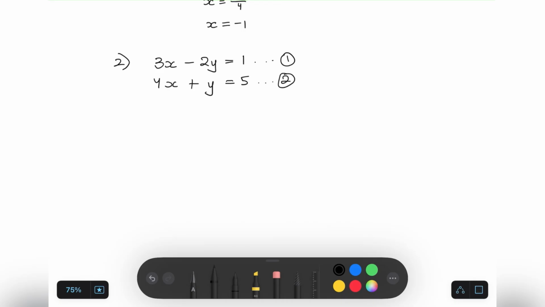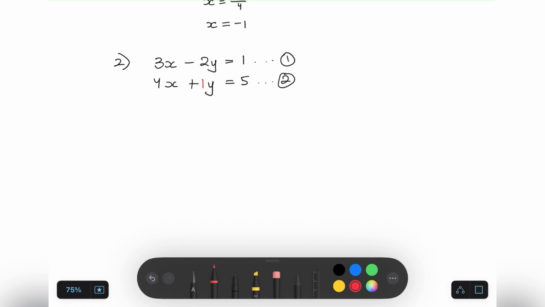Now, it doesn't matter which variable you choose to eliminate. You could eliminate x, or you could eliminate y. In this one, though, I'm going to eliminate y. And the reason is that the coefficient of y here, though it's not stated, is 1. So I have 1 and 2 there, and the LCM of 1 and 2 is 2. So that means I wouldn't need to do anything to equation 1.